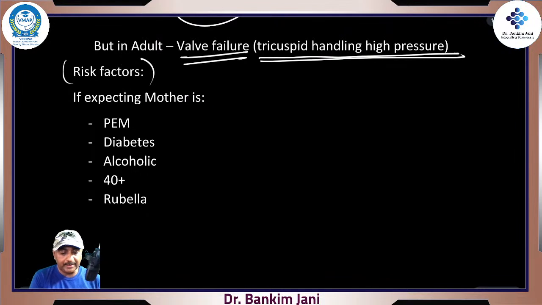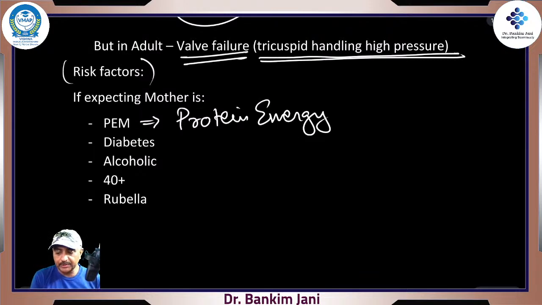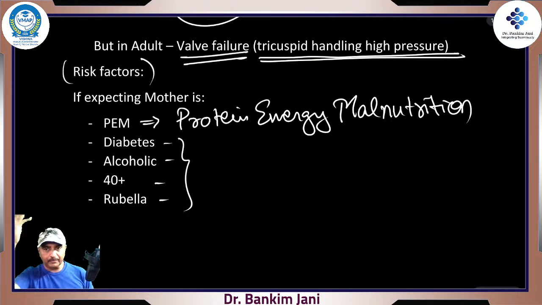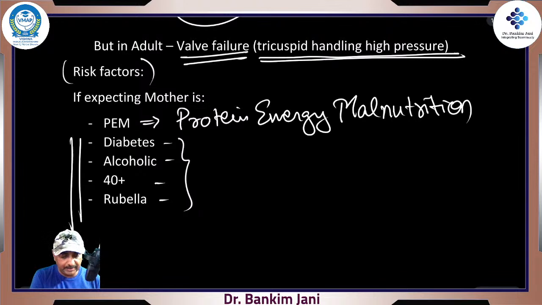If the pregnant mother is having PEM, protein energy malnutrition. See how important protein is, right? Protein energy malnutrition, diabetic, alcoholic, 40 plus, rubella. Aren't they the same ones which were leading to Tetralogy of Fallot, right? So that's why these are very vital factors.